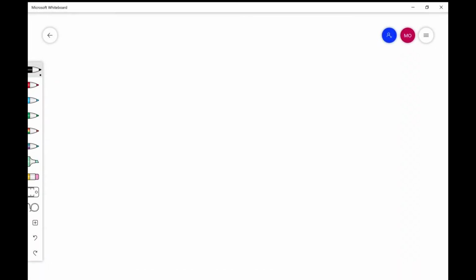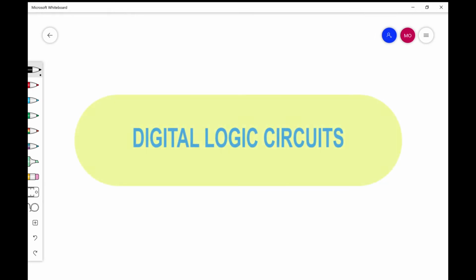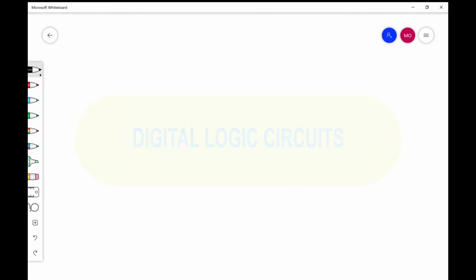Guys, today we'll be learning about digital logic circuits. Digital logic circuits deal with electronic devices that you can use to implement your logic design. Now, you've been using AND, XOR, and NOT in programming. We also have that in the hardware via these digital logic circuits.